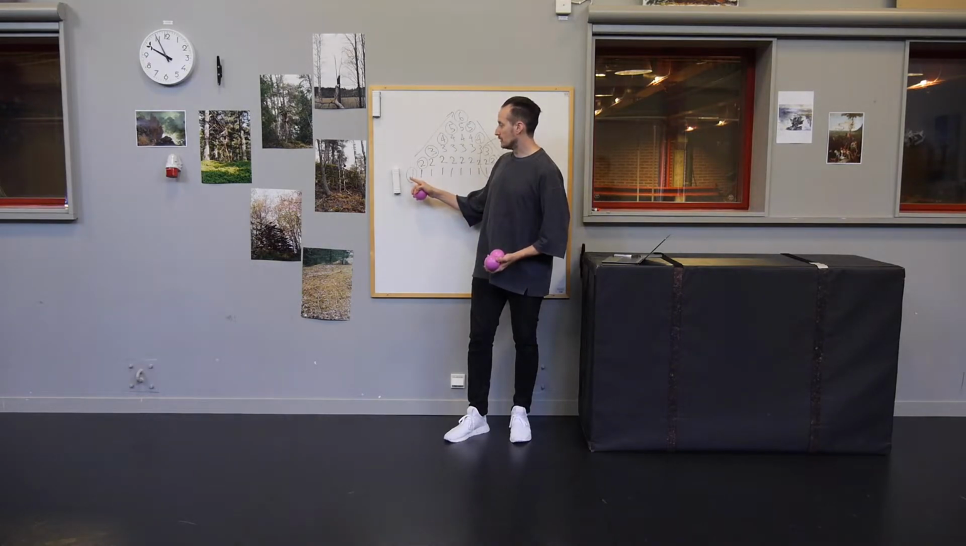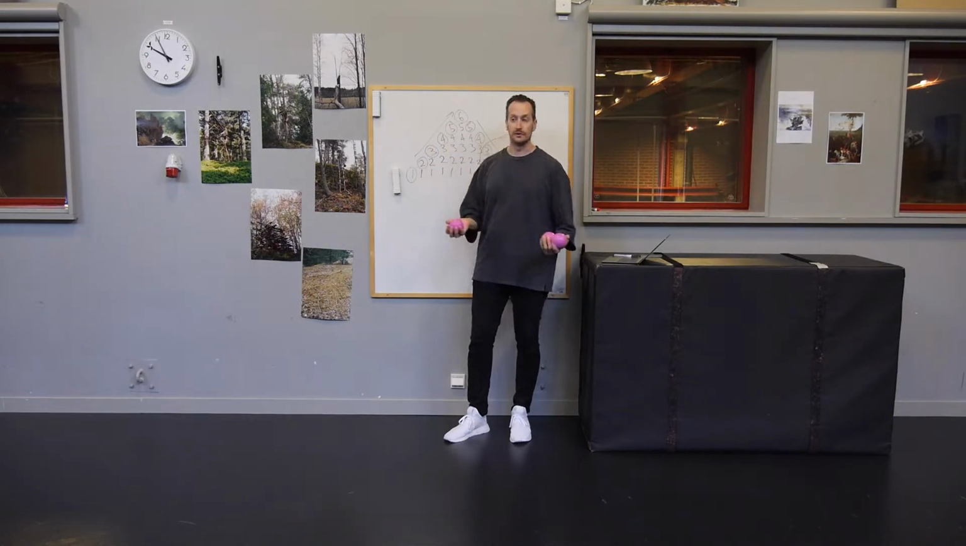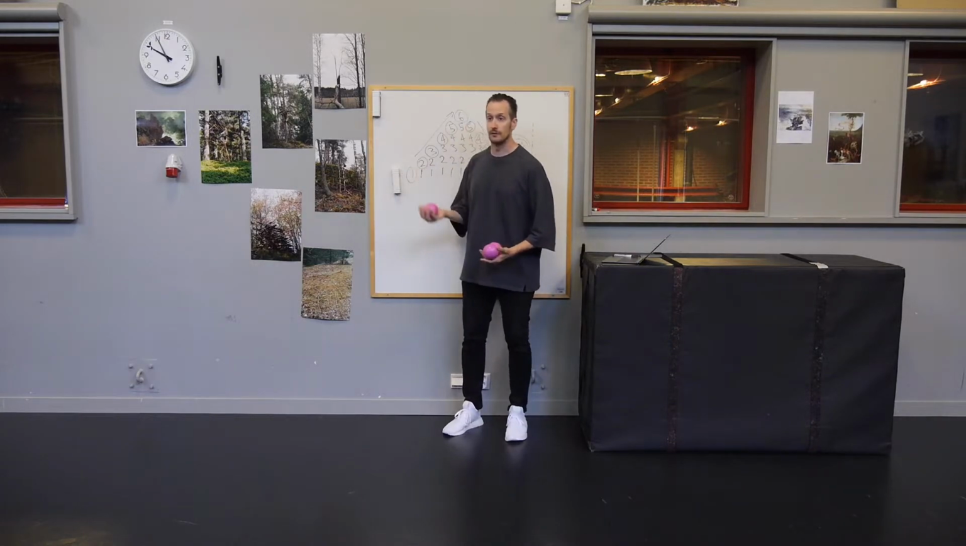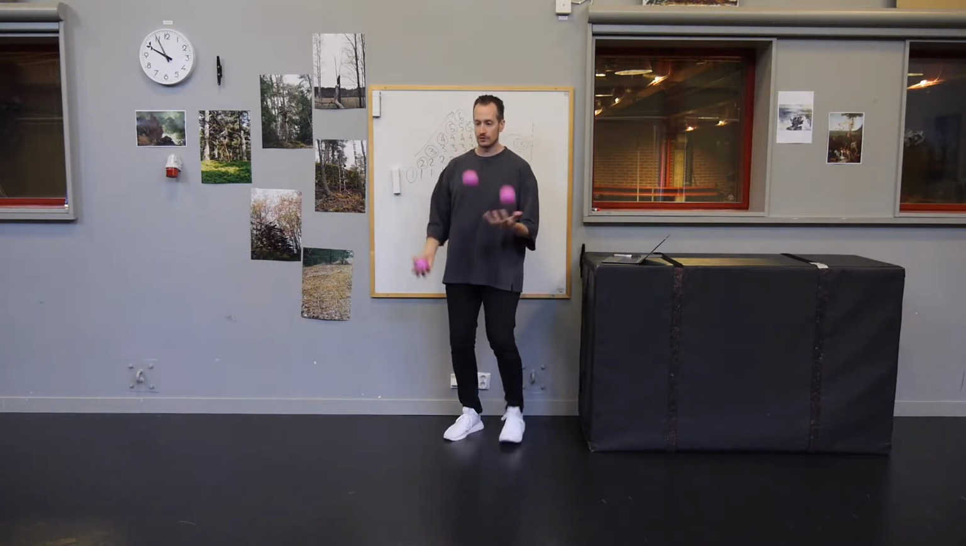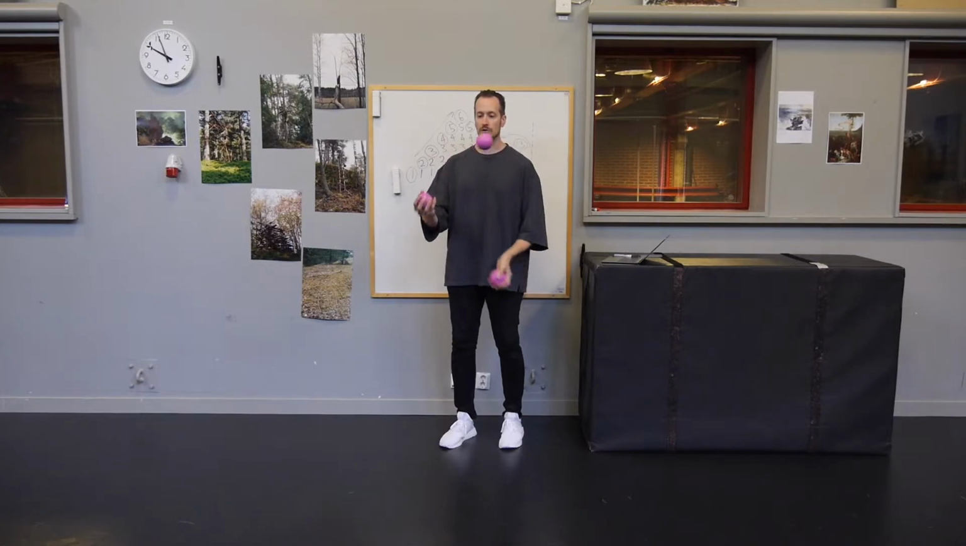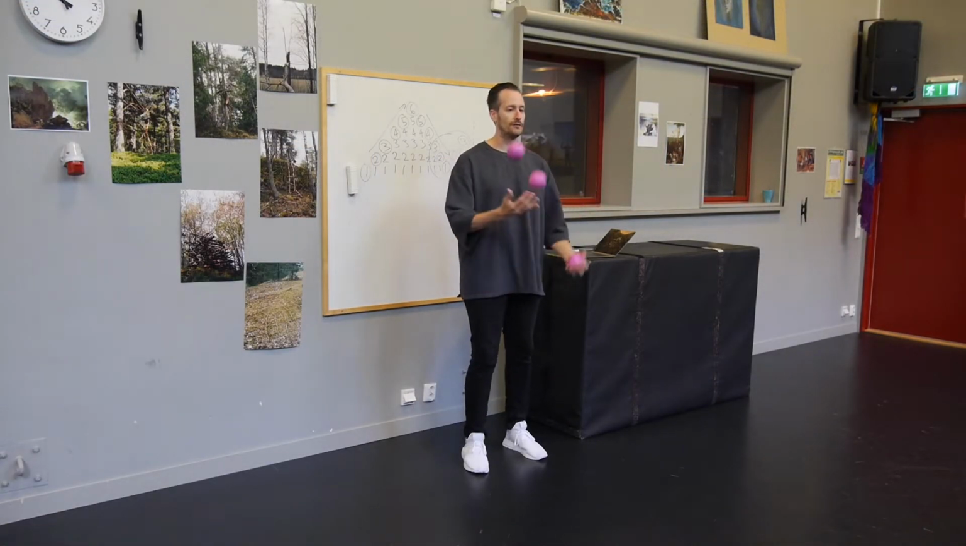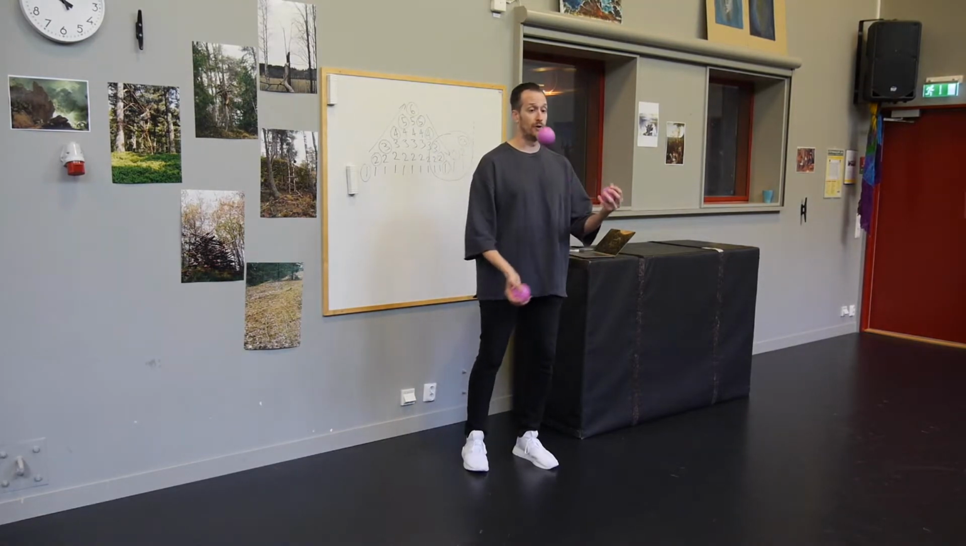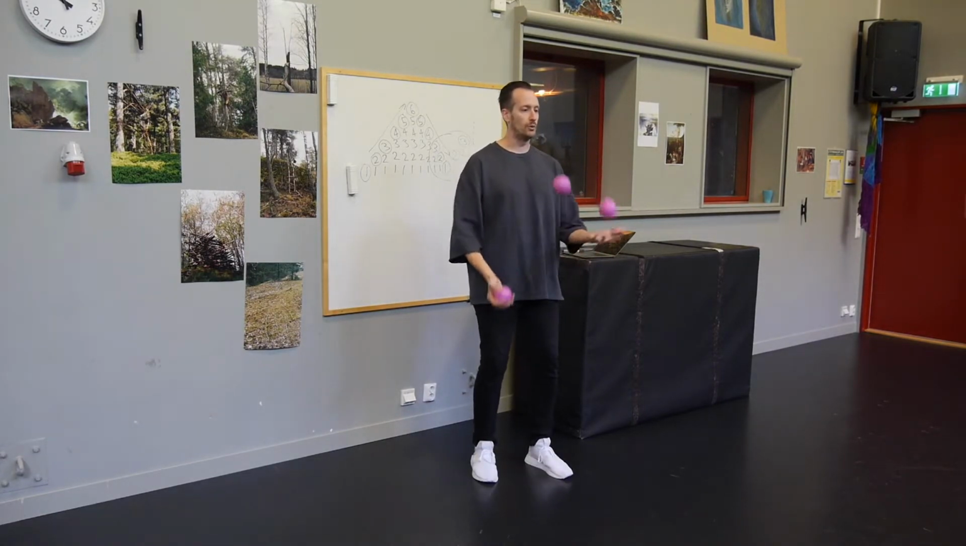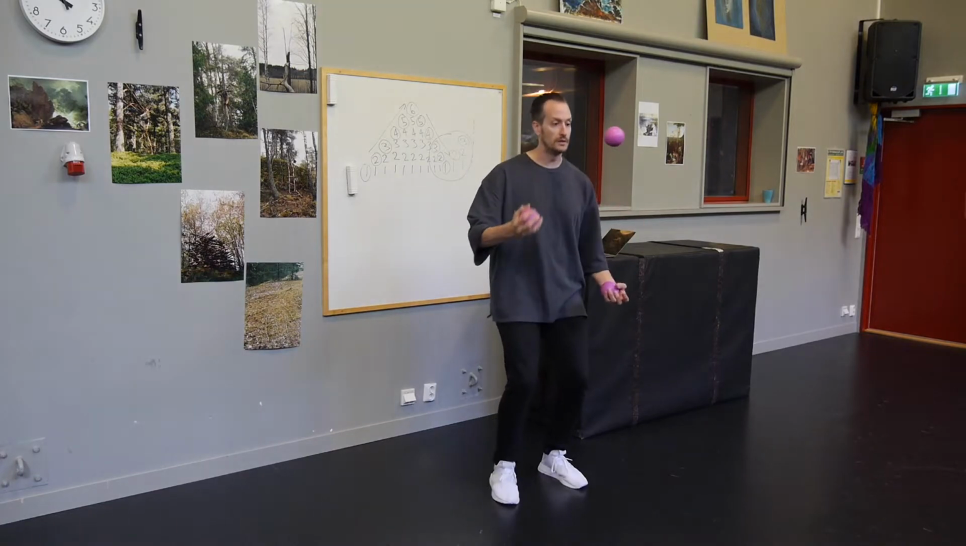I'm going to try to juggle from 1 to 6 and back down with stepping on the top of each level. So we have 1, 1, 2, 1, 2, 3, 1, 2, 3, 4, 1, 2, 3, 4, 5, 1, 2, 3, 4, 5, 6, 2, 3, 4, 5, 1, 2, 3, 4, 1, 2, 3, 1, 2, 1.